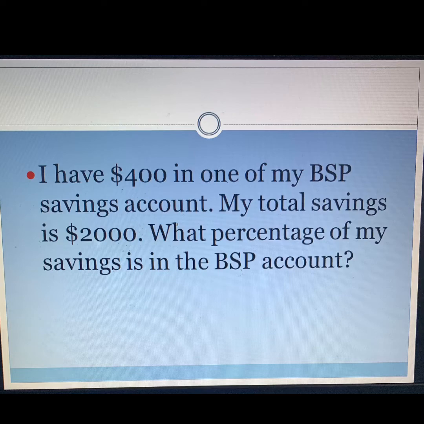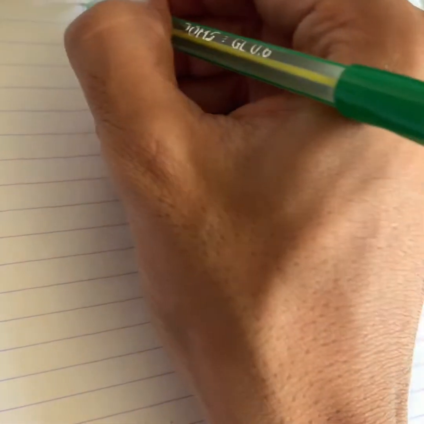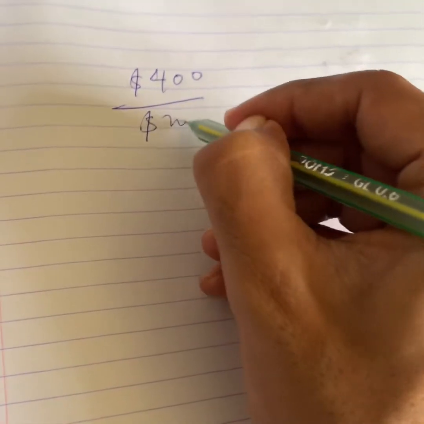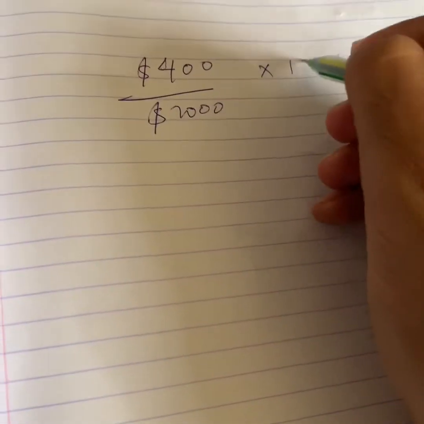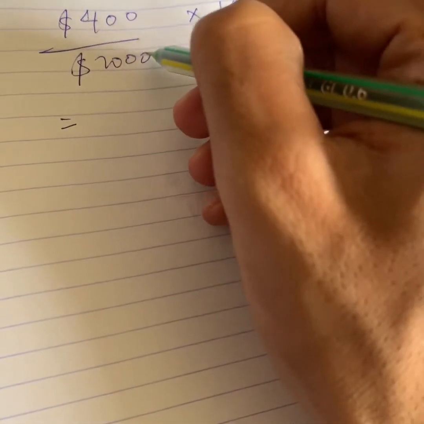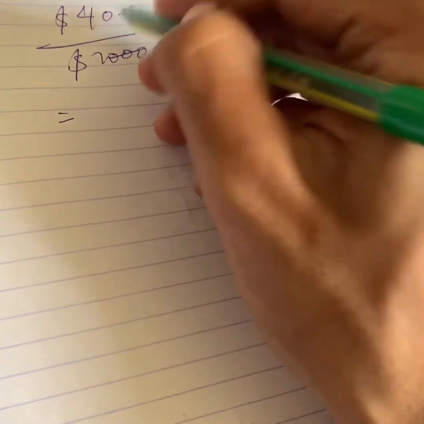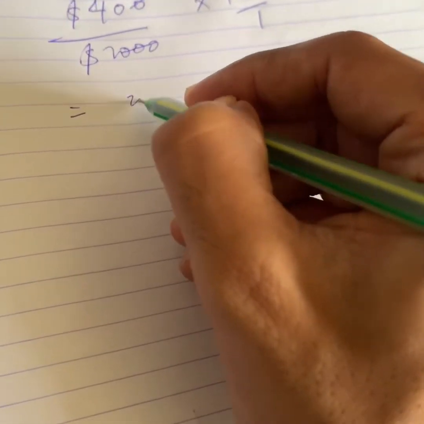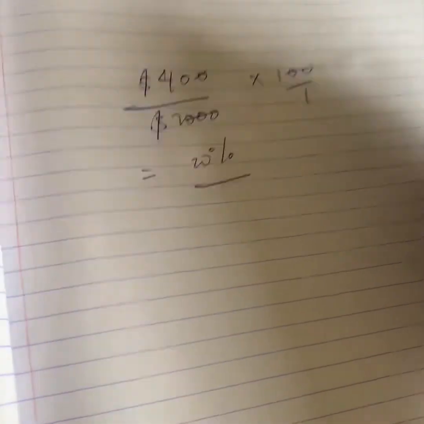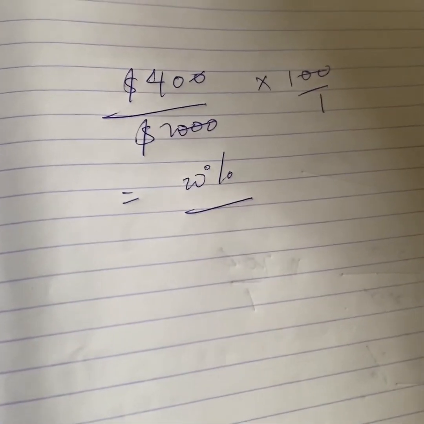I have $400 in my BSP saving account. My total saving is $2000. What percentage of my savings is in the BSP account? Let's look at the solution. I have $400 in my account and the total money is $2000, and I multiply that by 100 over 1. I compute that, cancel the zeros, so my answer becomes 20%. So the percentage of my savings in the BSP account is 20%.